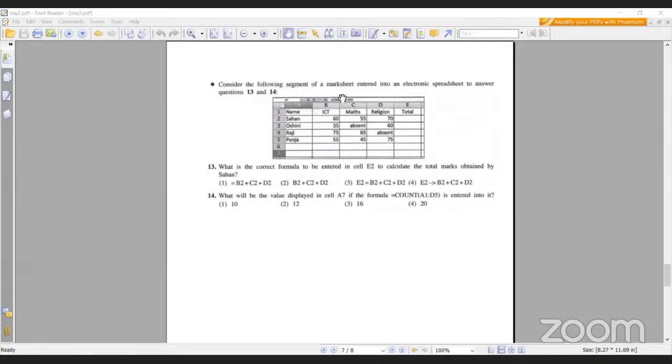So how to calculate that? Sahan is here. So these things, if you add them, equal B2 plus C2 plus D2. You have a formula. Put it in. First answer. 14. What will be the value displayed in A7?